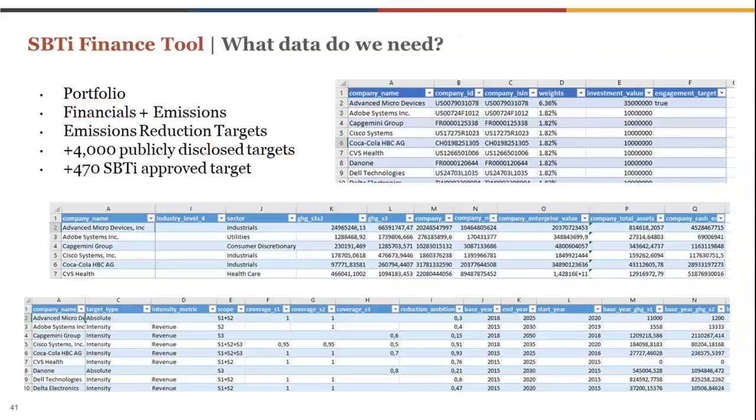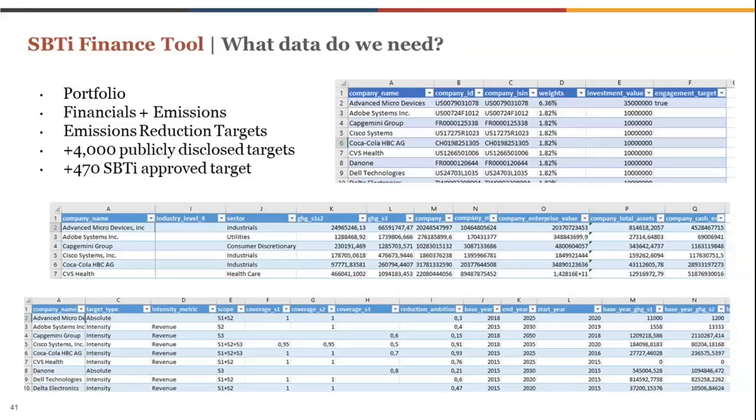So what data do you need for the tool? Well, you obviously need portfolio data. You need financials and emissions data, which we talked about. This should be sort of standard issue these days. The additional data that you need for this is emission reduction targets. It says 470 here, but it's past 500 now, that Owen was talking about. It's obviously available on our website, but it's also available from many of these data providers that we have been working with, and others we should mention.